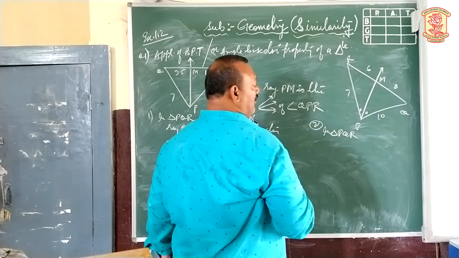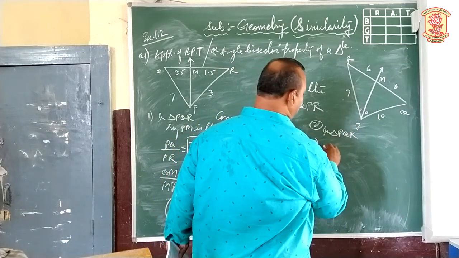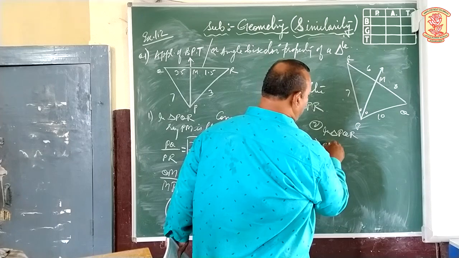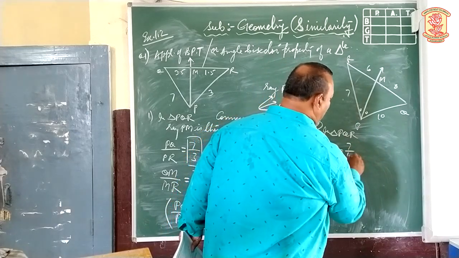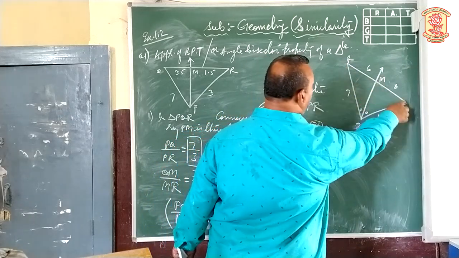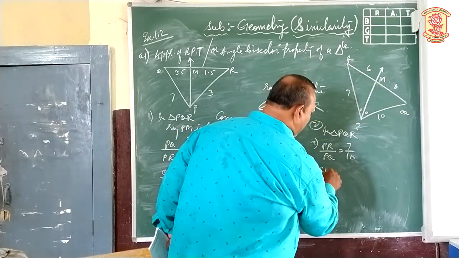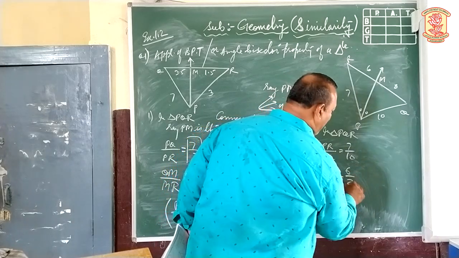PQR. Now, first we have to take the ratio of the remaining sides. Which is that ratio? PR upon PQ equals 7 upon 10. Second, the ratio RM upon MQ. RM upon MQ, this ratio is 6 upon 8.